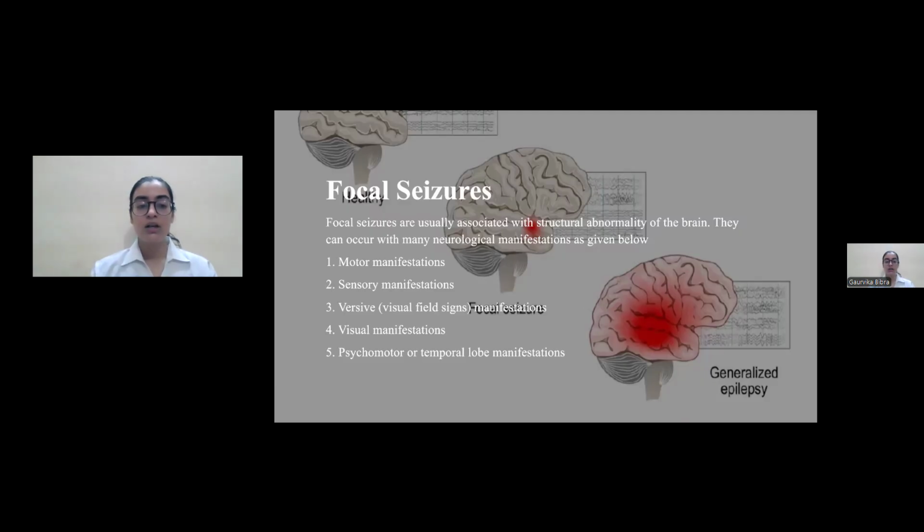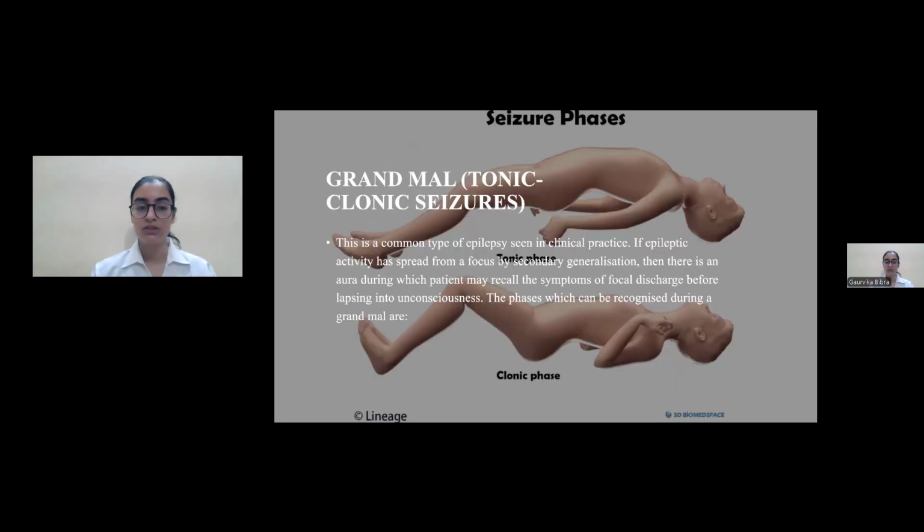Now, the focal seizures. Focal seizures are usually associated with structural abnormalities of the brain. They can occur with many neurological manifestations: motor manifestations, sensory manifestations, versive or visual field manifestations, visual manifestations, psychomotor or temporal lobe manifestations. Talking about the grand mal or tonic-clonic seizure, it is a common type of epilepsy seen in clinical practice. If epileptic activity has spread from a focus by secondary generalization, then there is an aura during which the patient may recall the symptoms of focal discharge before lapsing into unconsciousness.